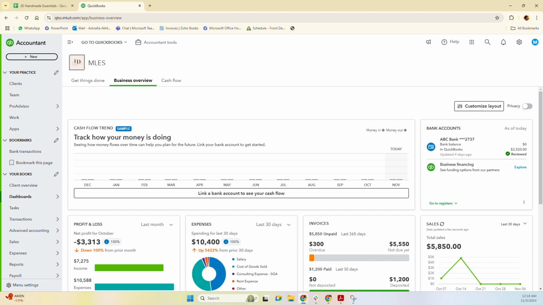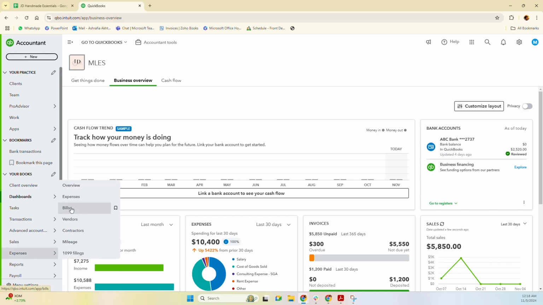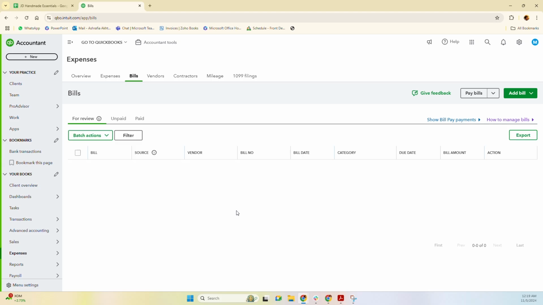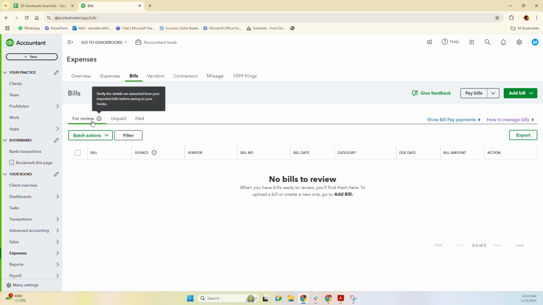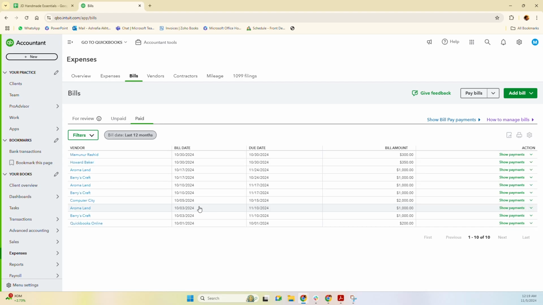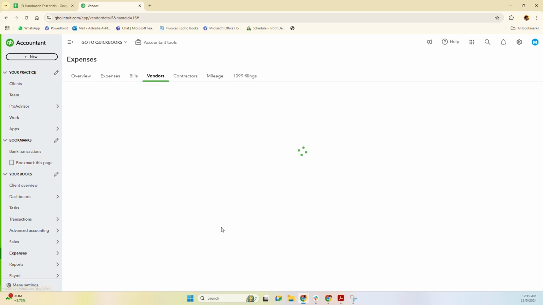JD Handmade Essential purchased two assets so far, two laptops on 5th October, and they booked it in IT equipment and tools. Let's go there. Bills. We bought it from Computer City. As this is paid, this will not be under for review or unpaid. It will be under paid. So this is our computer bill.